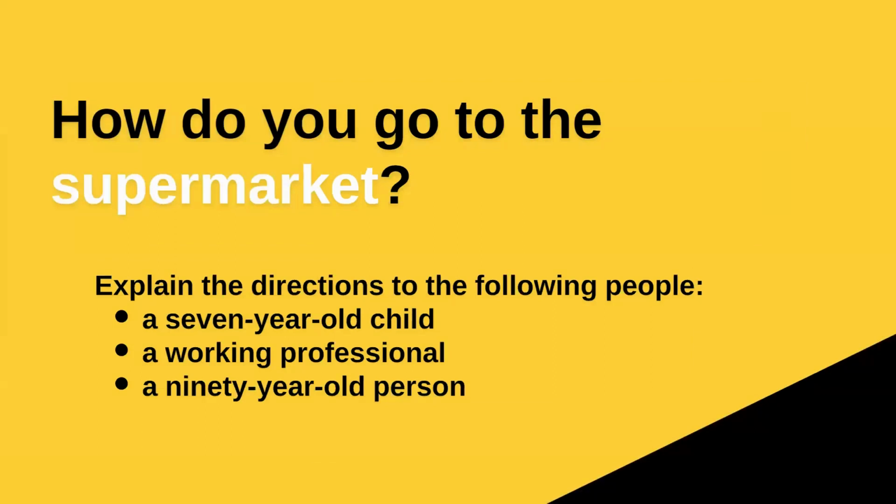Now let's try this. To apply what you learned, try to give directions on how to go to the supermarket to the following people. You will notice that your manner of explanation differs depending on who your audience is. It will also be more different if your roles are different. You could be a police, bystander, shopper, an employee at the supermarket.